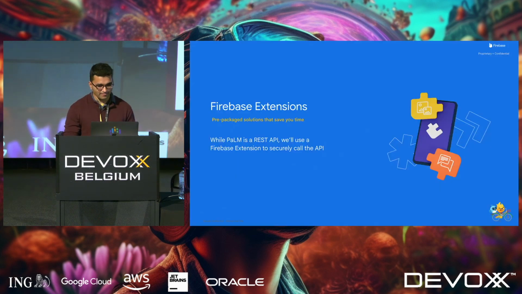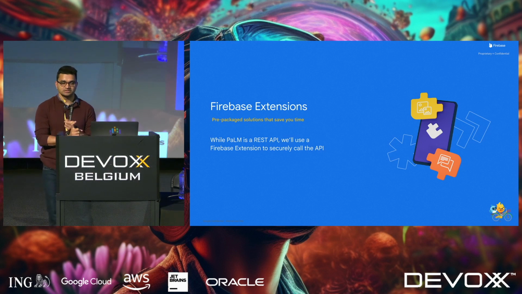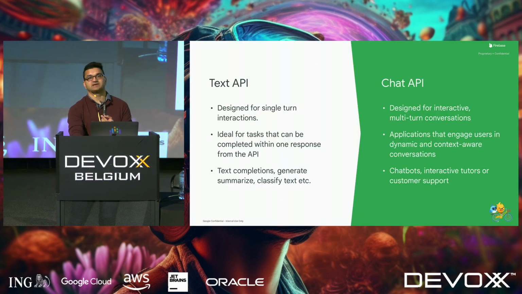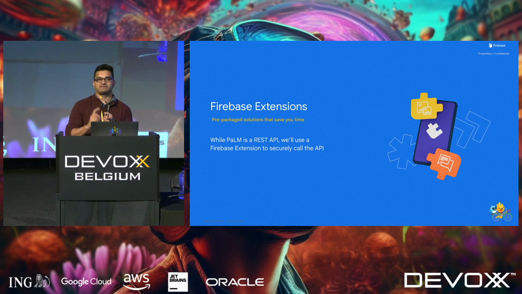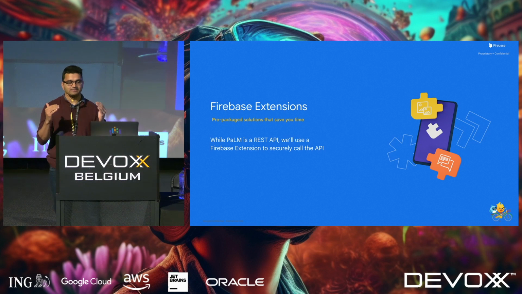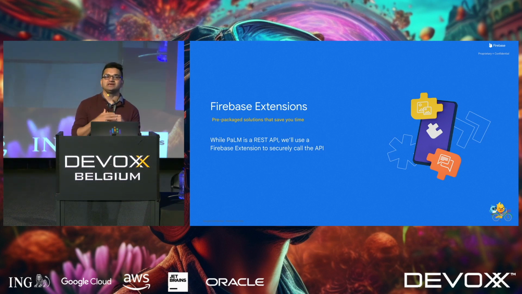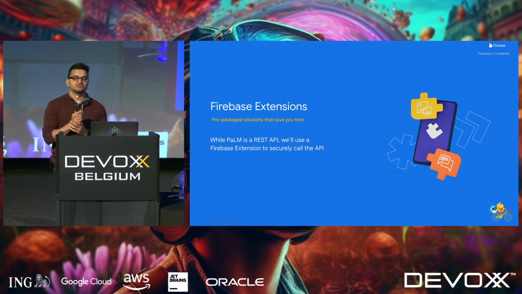Perfect. Okay. So now we know prompting, we know about large language models, and we also know about the text API. Question is, how do I use it? So I might have a web application, a backend application, or a mobile application. In this case, I have a Flutter mobile app, right? At a high level, the Palm API is just a REST API, and you would use it exactly as you would any other REST API in your application. There is a challenge though.